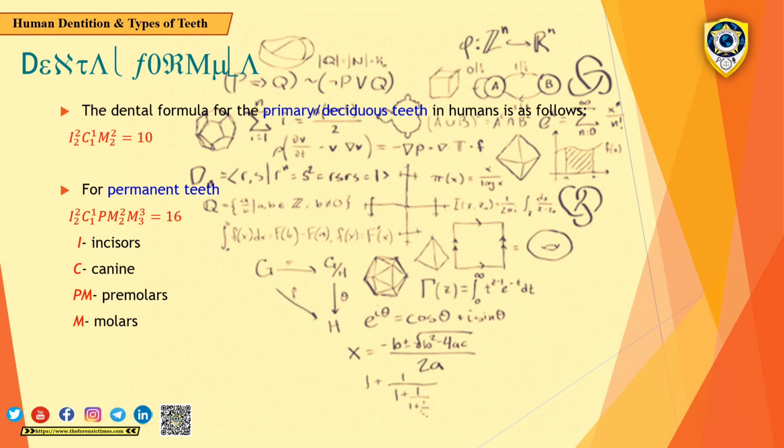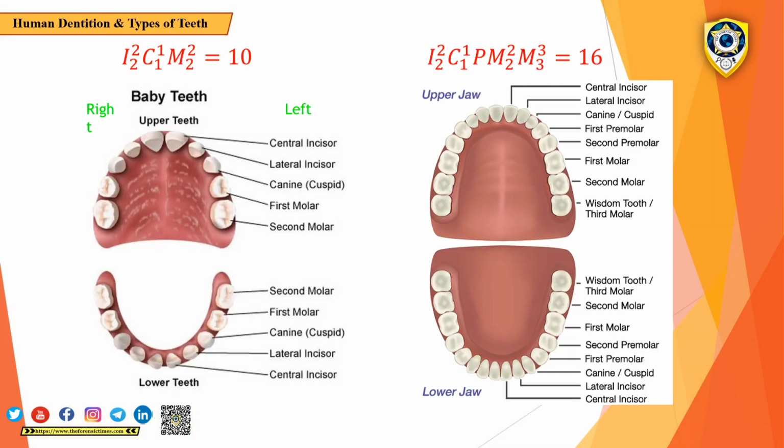In this case, we can see the formula for primary teeth is I 2 by 2, C 1 by 1, M 2 by 2 equals 10, where I stands for incisors, C represents the canines, and M represents the molars. So in this formula we can see that there are two incisors present on the left side of the upper jaw and the lower jaw. That is I 2 by 2.